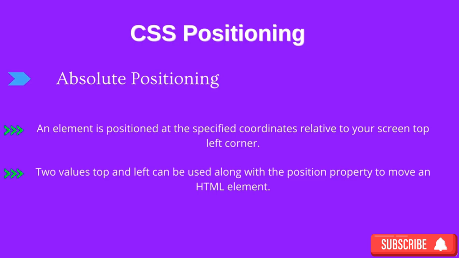Two values, top and left, can be used along with the position property to move an HTML element. For example, if you pass 0, 0 in the absolute position, it will go to the top and the left-hand side. If you want to make some changes, you can just keep changing the left and top values to place it at a particular position.